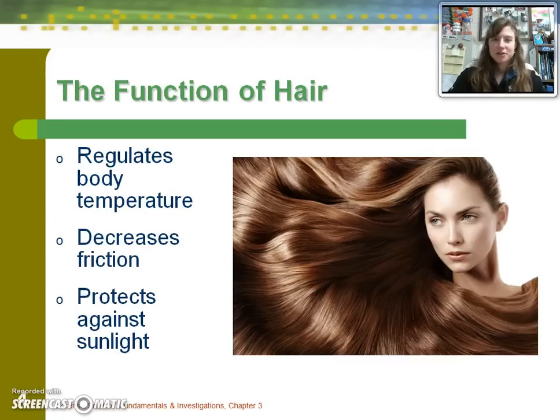So the function of hair, whether you've thought about it or not, is not necessarily to provide Lady Gaga her identity so much as to regulate body temperature, and this is true for all mammals. It also decreases friction in terms of sliding motion, and can protect against sunlight.